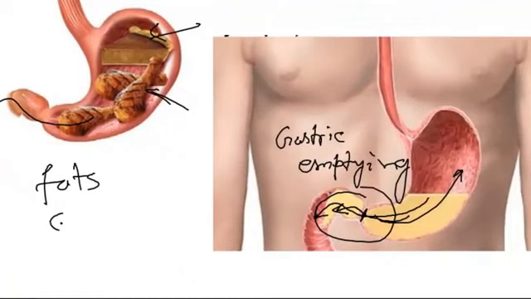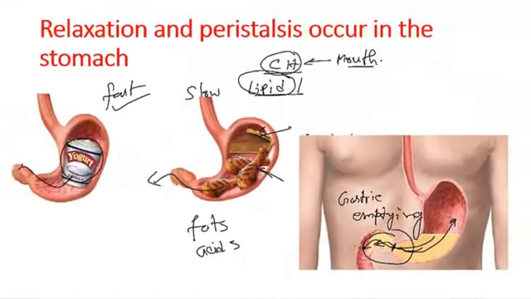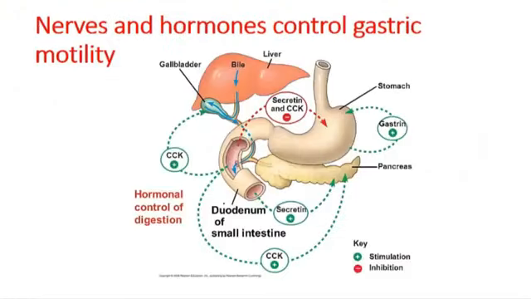acids, and different kinds of hypertonic solutions that are present in the duodenum. Okay, these are the different types of regulation of gastric motility that we want to talk about.